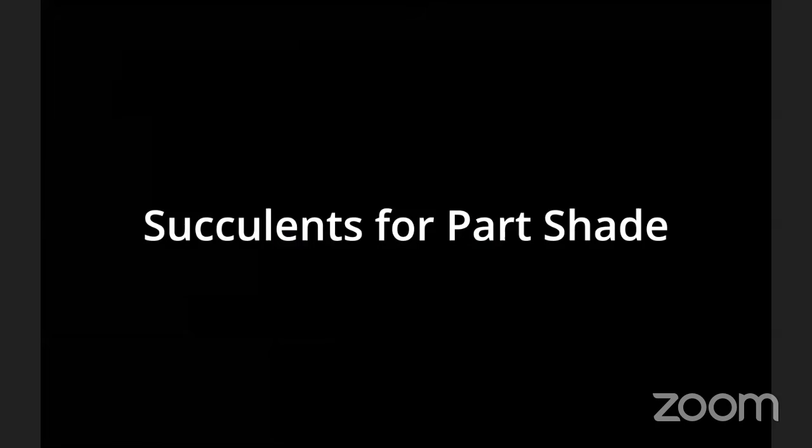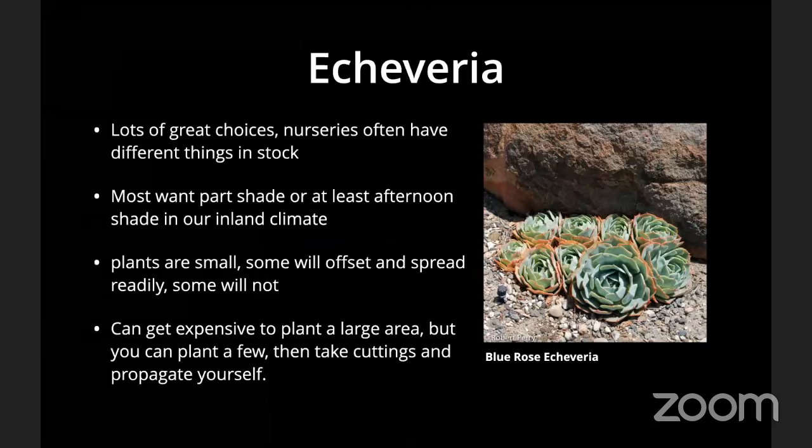And then we're going to look at some succulents for part shade. If you have part shade, one of my favorite are the echeverias. There's many, many different types of echeverias, so I'm not going to mention just one. Some of them are common, but there's so many different cultivars and different variations and combinations people have bred that I really encourage you just to go to the nurseries and see what they have and see what catches your eye. They're all, for the most part, easy to grow.